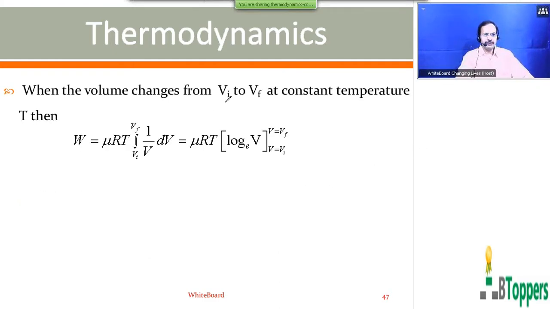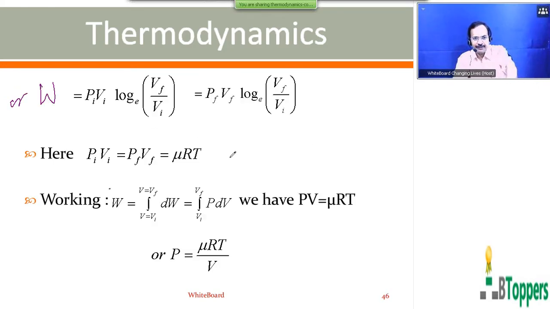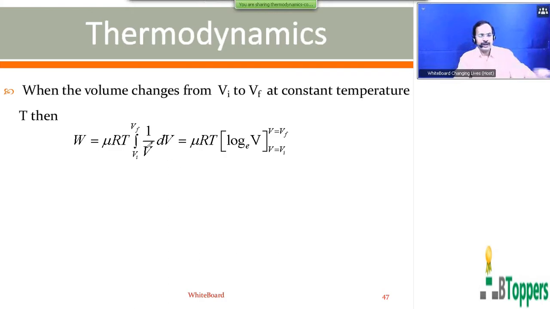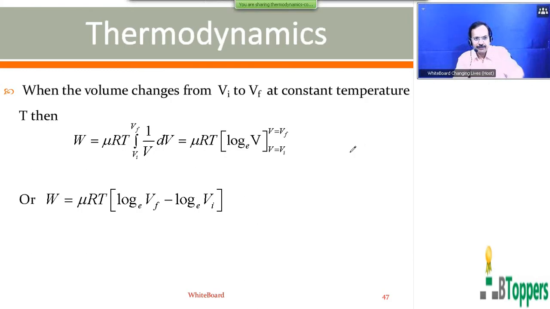So when the volume changes from VI to VF at a constant temperature T, then dW equals, that means in the previous slide, I have written dW equals P dV. So you can substitute P equal to nRT by V. And nRT can be taken outside the integral symbol because the temperature of the gas is constant in the isothermal process. Integral 1 by V dV can be written as log V to the base e, with limits V equal to VI to V equal to VF. So applying the limits, you can write W equal to nRT, log VF minus log VI to the base e.